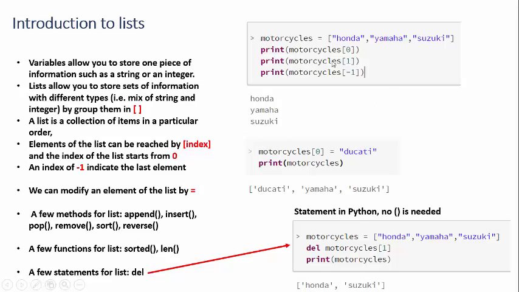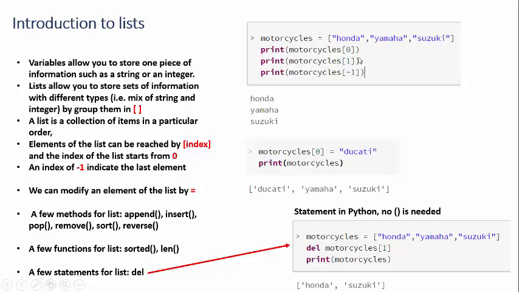And we know Yamaha is motorcycles 1, but if in your Python notebook you type in print motorcycles square bracket -2, it's going to show Yamaha, the second last element. So index is a convenient way we can reach different elements in the list. But remember, the index always starts from 0, and the negative index means the last one, the second last one, etc.